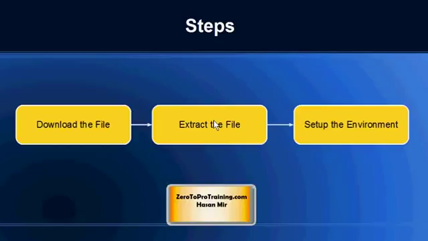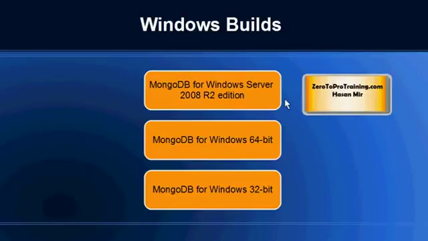Downloading and installing MongoDB is a pretty straightforward process. You download the file, you extract the file, and you do setup for the environment, and then you're all set. There are different flavors of MongoDB available for Windows platform: MongoDB for Windows Server 2008 R2 edition, MongoDB for Windows 64-bit edition, and MongoDB for Windows 32-bit edition.